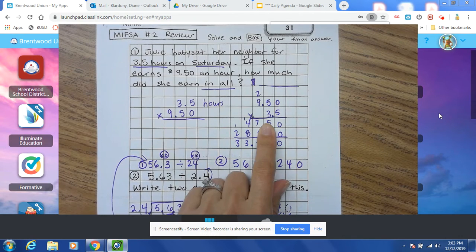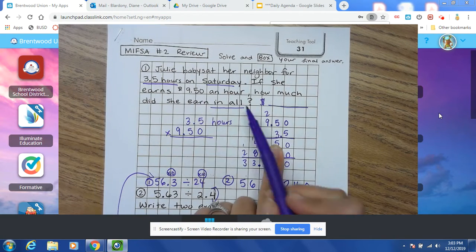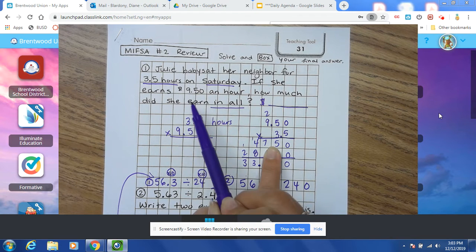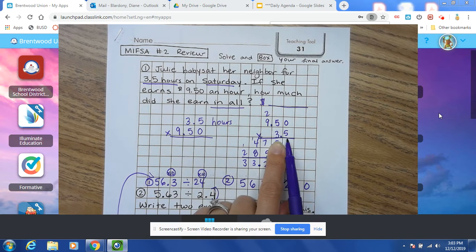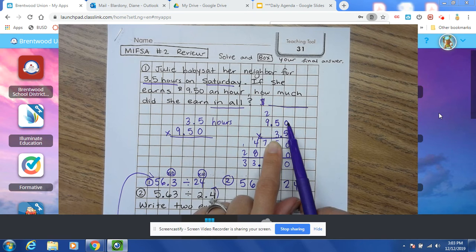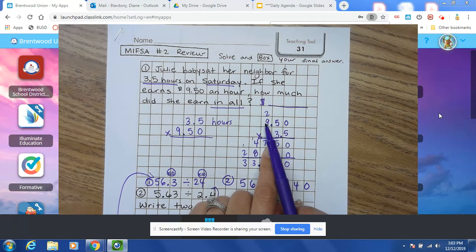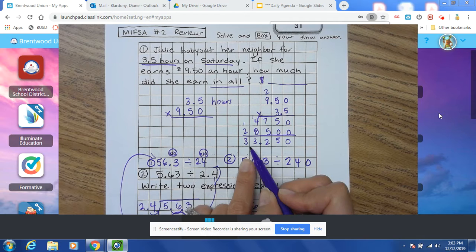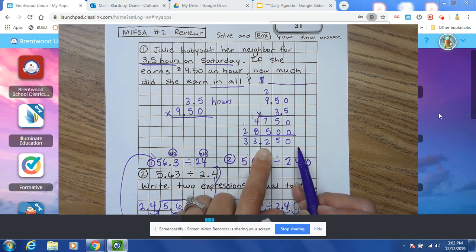So I set up this problem in class today, right? We said Julie made $9.50 an hour. She worked a total of 3.5 hours. So for each hour, she earned $9.50. So I'm going to multiply her hourly rate times 3.5 hours, right? And so when I come up with my answer, I end up with 33.250.